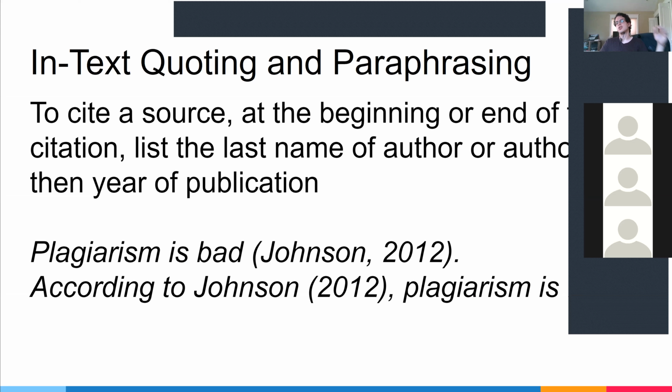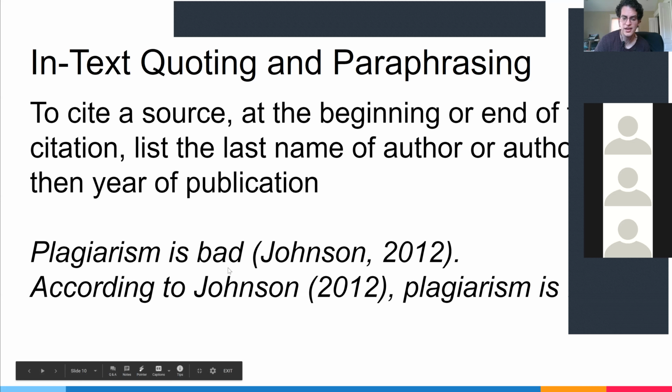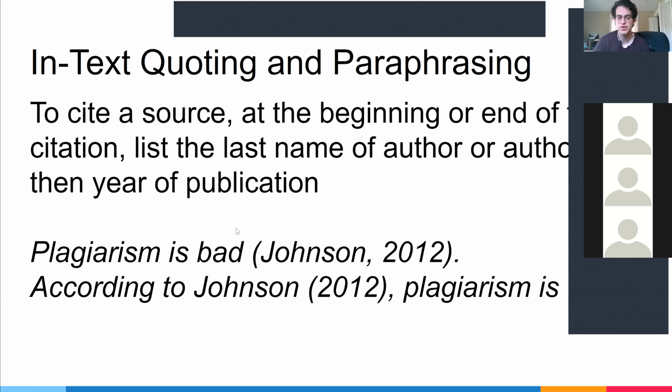So like I said, you have to quote or paraphrase at least 3 different sources in the text of your outline. To cite a source at the beginning or the end of the citation, simply list the last name of the author followed by the year of publication. So if I wanted to say plagiarism is bad, which I drew from a source written by Johnson, in parentheses I put last name Johnson, comma, year of publication. This means that according to an article by Johnson published in the year 2012, he said that plagiarism is bad.